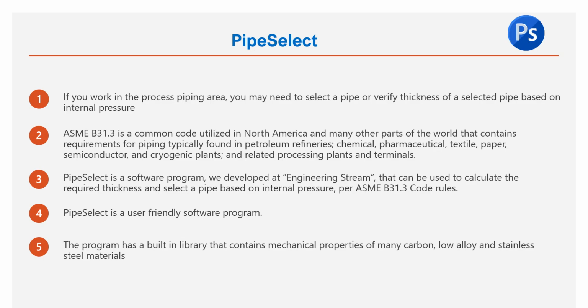PipeSelect is a software program we developed at Engineering Stream that can be used to calculate the required thickness and select a pipe based on internal pressure per ASME B31.3 code rules. PipeSelect is a user-friendly software program. The program has a built-in library that contains mechanical properties of many carbon, low alloy, and stainless steel materials.